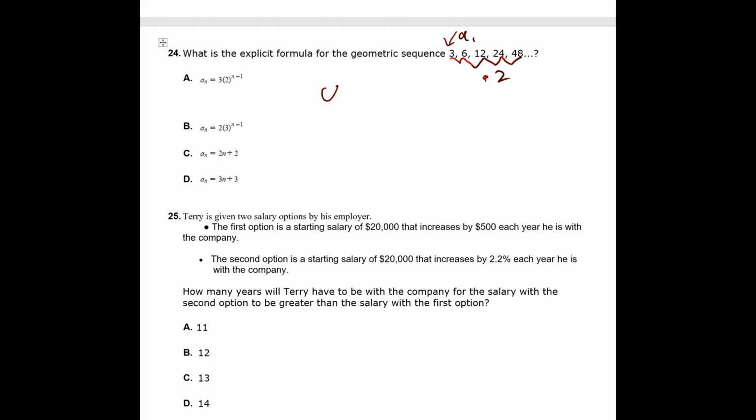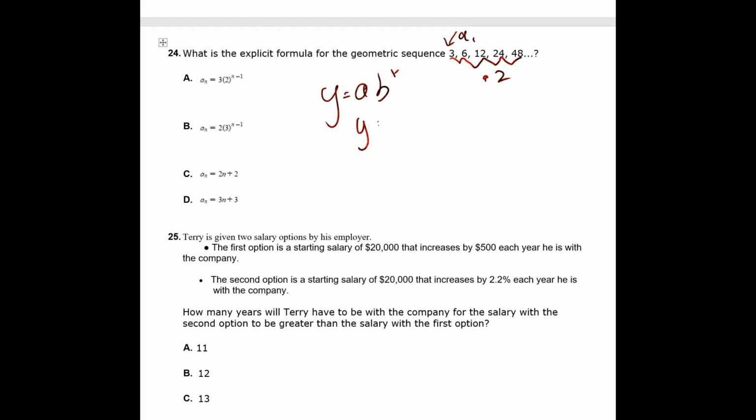So we know A is equal to, this is our normal exponential function. So we know that now we have A is 3, the first term, times 2, but we know what a geometric sequence is. We have the n minus 1. Whether you remember it or not, you can at least get the 3 and the 2 in the right place. This is the only one that has the 3 and the 2 in the right place. And it's n minus 1, because that gives you the previous term.